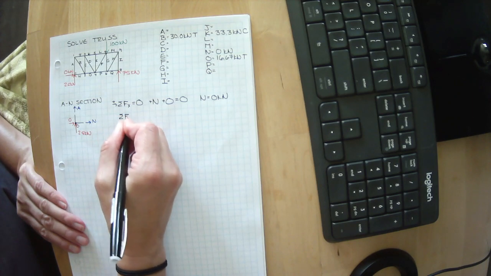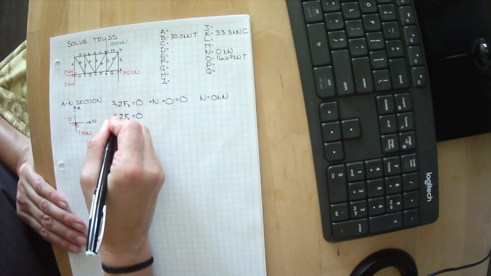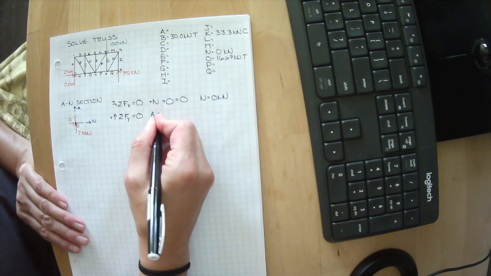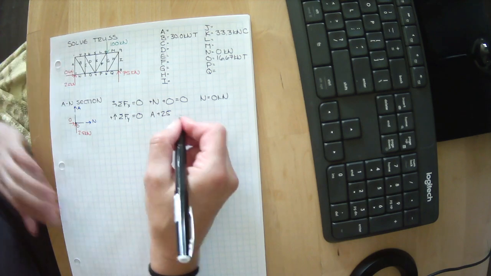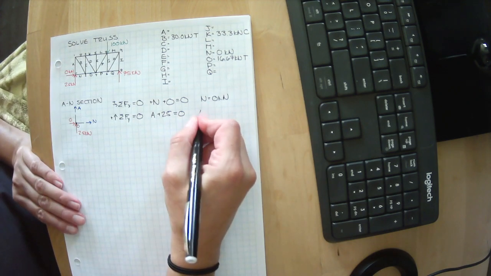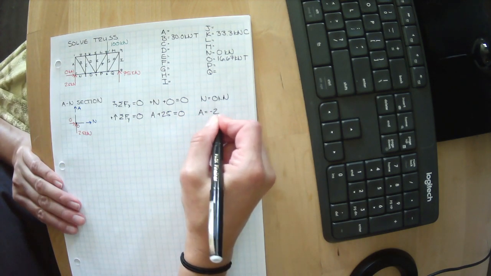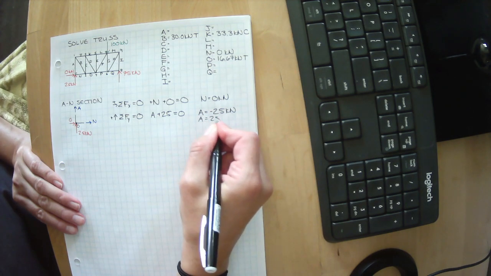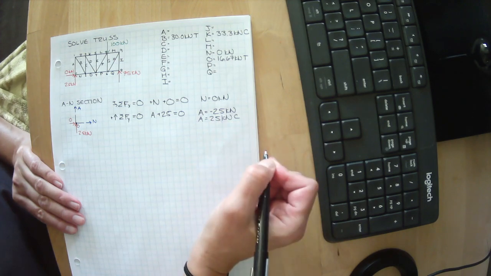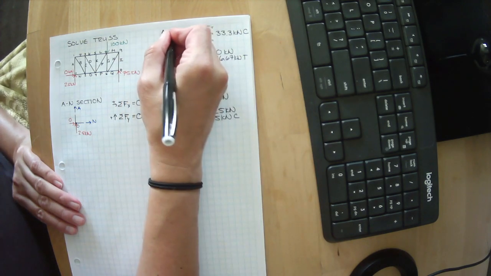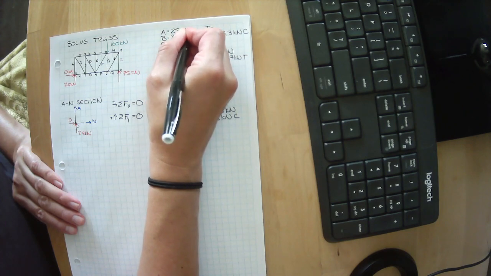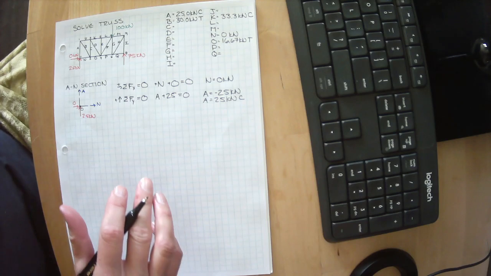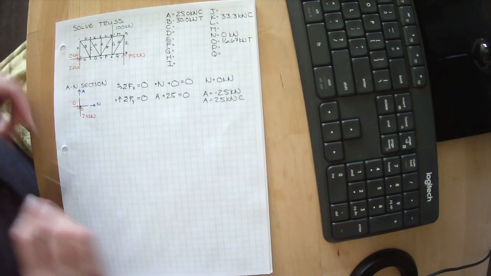Sum of the forces in the y direction equals 0, where everything upwards is positive. We have A upwards plus 25 kilonewtons going upwards equals 0. A equals minus 25 kilonewtons, or A equals 25 kilonewtons in compression. We can fill that in. All right, well, that wasn't too bad. That next section really kind of gave us some good answers.